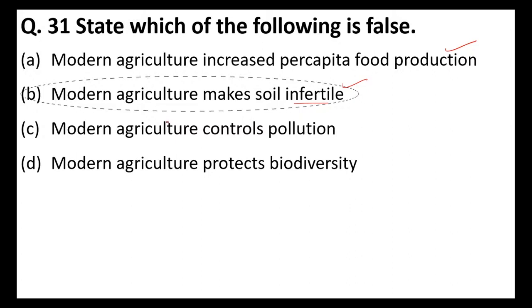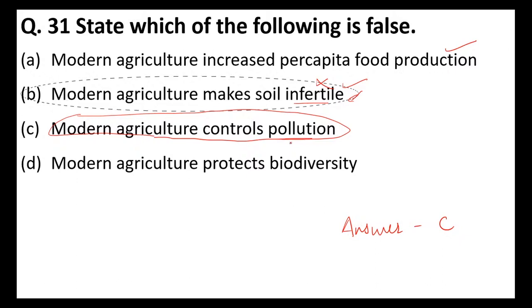So, modern agriculture increased makes soil infertile. The correct answer here is option C. Just ignore this. The answer is C, because it does not control pollution.